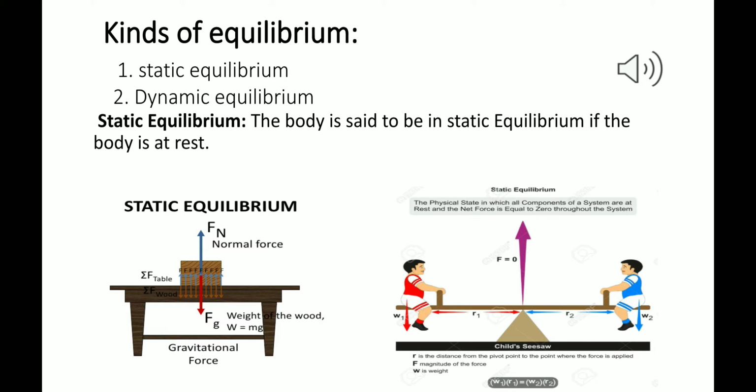The next case, you can see that there are two children sitting on a seesaw and they have equally balanced it. They are not moving, and therefore this is also a case of static equilibrium. So if we have to define it, it will be the physical state in which all components of the system are at rest and the net force is equal to 0 throughout the system, and this will be known as static equilibrium. So we go to the next one.